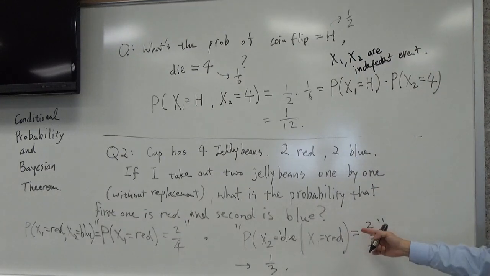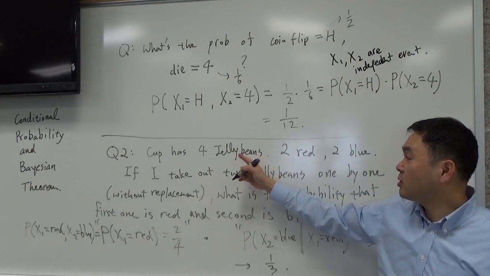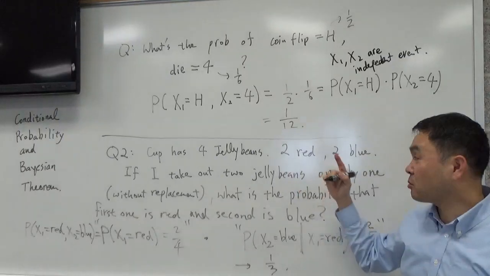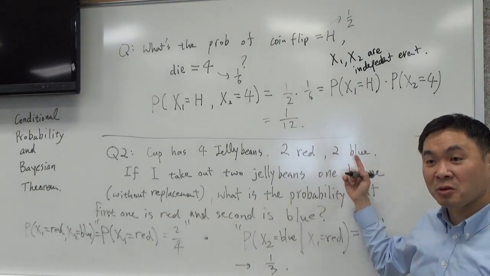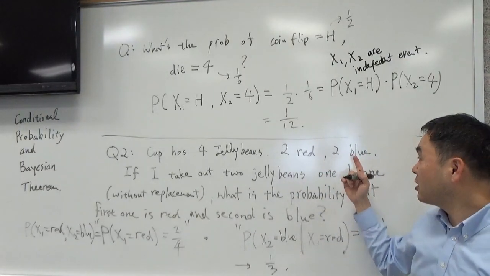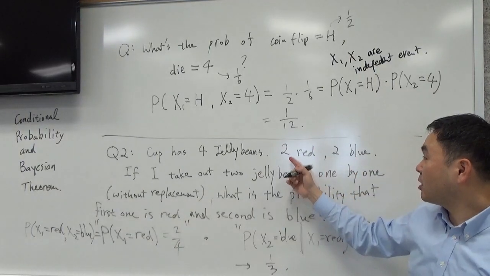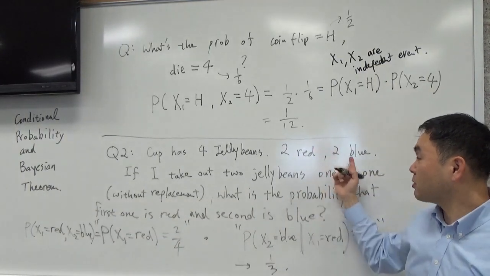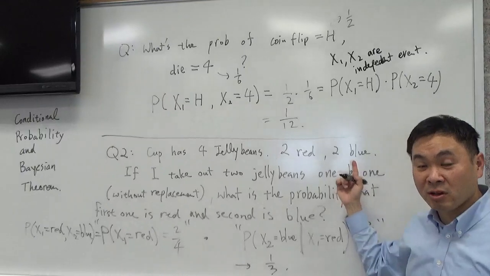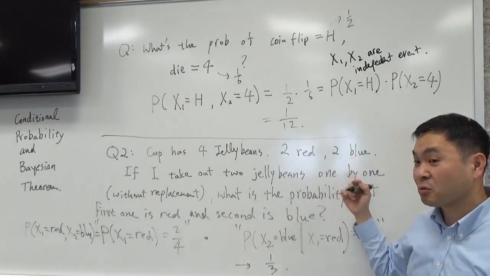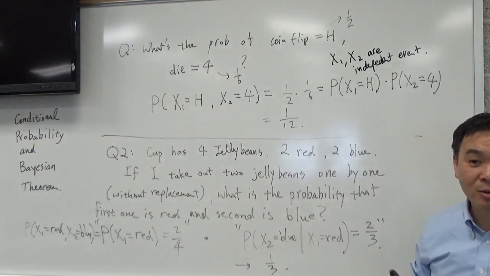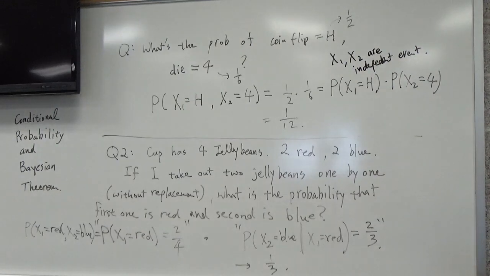But here, something's different. If you have red in the first draw, that would make it more probable that the second one is blue. If you have blue in the first draw, then you'll have less probability that the second one is red. Is that okay? All right.